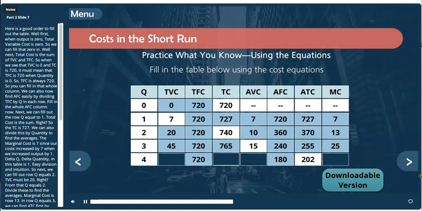In row Q equals 4, we can find AVC by subtracting the AFC from the ATC. So we get AVC of 22. Then we can multiply to find the totals. Subtract the previous TVC from the current TVC to get the marginal cost of 43.